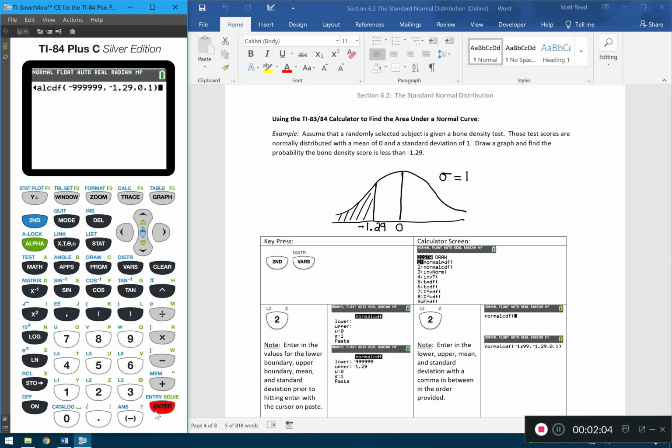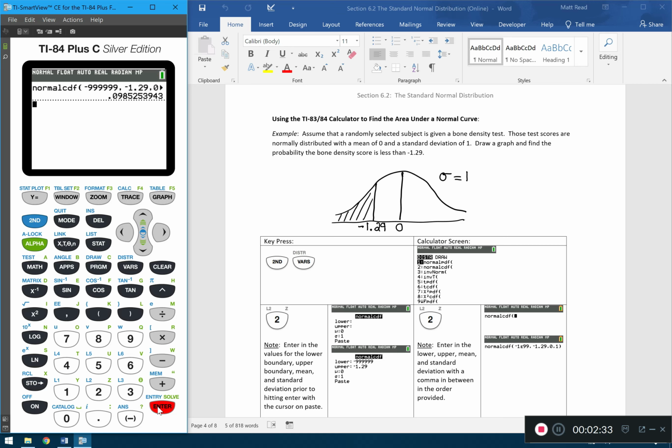For those of you that have the old operating system, let me scroll over here to the left. You'll see what you'll initially see. It'll prompt you with the normal CDF and then a parenthesis. You'll enter your left boundary, your lower boundary, which was -6 nines, press your comma key, and then you'll enter your right boundary, which is -1.29, press your comma key, then enter 0, press your comma, and 1. So you'll have to enter them in just a tad bit differently.